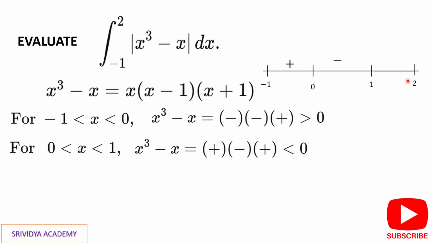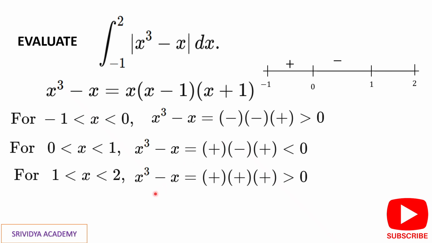Next, let us consider the third interval, that is from 1 to 2. Choose a point between 1 and 2, say 1.5. Now x is 1.5, positive, and 1.5 minus 1 is again positive, and 1.5 plus 1 is also positive. So clearly x cube minus x is positive in the third interval, between 1 and 2. So now we understood that in the first interval, minus 1 to 0, x cube minus x is positive. In the second interval, from 0 to 1, it is negative, and in the third interval, from 1 to 2, it is positive.